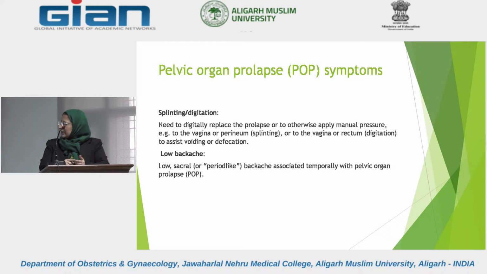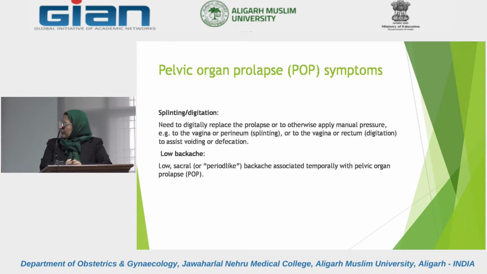So splinting and digitation can also be to empty the bladder, because if there is complete kinking of the urethra, which can happen with procidentia, they cannot pass urine. So they have to push the prolapse back or push on the cystocele to empty the bladder. Low backache. Low sacral or period-like backache associated temporarily with pelvic organ prolapse. Although prolapse itself is not a painful condition, it does not cause pain, but because of constant dragging of uterosacral ligaments, which are attached to the back, low backache can be associated with prolapse.